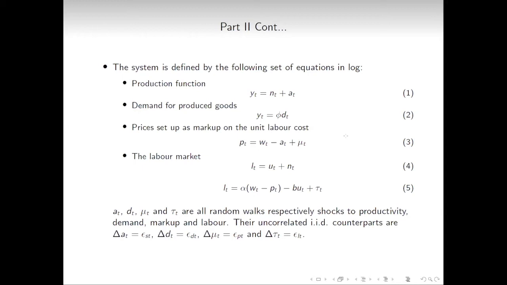So the model is basically given by this set of equations in log terms. You have the production function, which is basically a typical Cobb-Douglas function without capital. And then you have demand for goods that is basically impacted by demand shocks. And then you have the prices that are basically a function of markup on unit prices. Then the labor market is defined by two equations, so that the labor force is given by the unemployed and the employed, and then a version of it where it depends on the real wage. So we have a couple of disturbances that are random walks and that are typically shocks to productivity, that is AT, and then a demand shock, and then you have the markup shock, and here we have a labor-related shock.